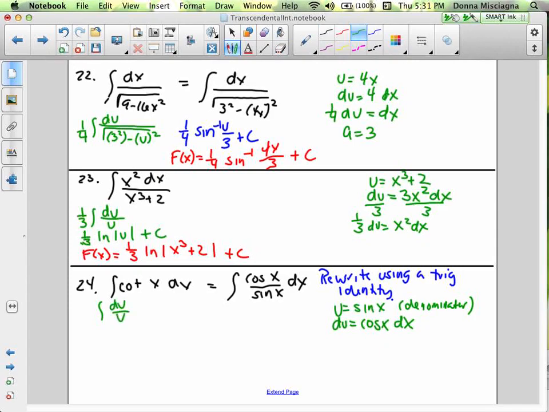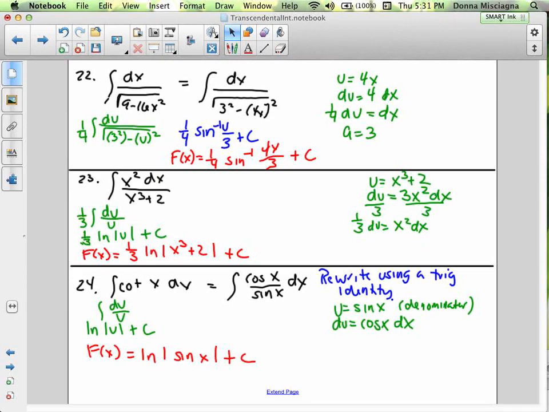Well, we know this one, right? That's just going to be natural log u plus c, like we'd see right above us. And now all we have to do is substitute: f of x equals natural log of sine x plus c. So you probably wouldn't have got that one, right? Unless we rewrote it. And once we wrote it, it's not too bad at all.